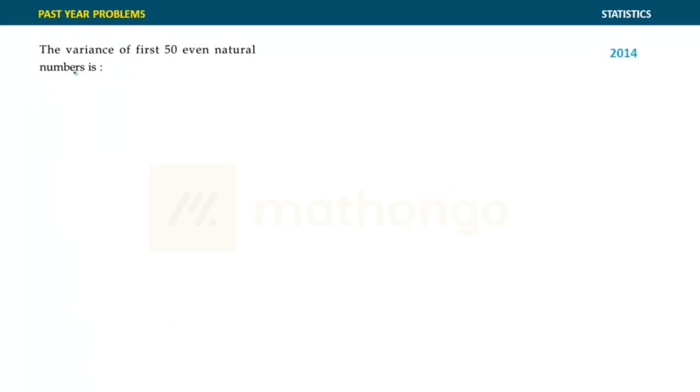Now the next problem asks you to find the variance of the first 50 even natural numbers. This problem came in 2014. So that means the observations are something like this, right? The first 50. So this will go till where?